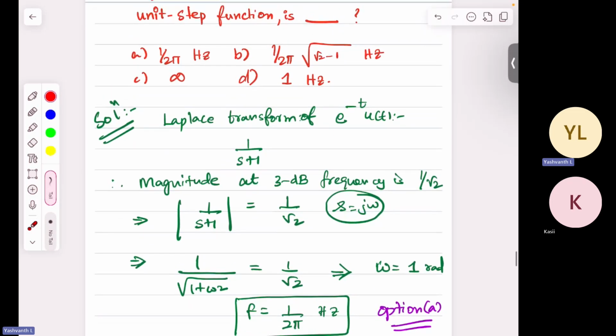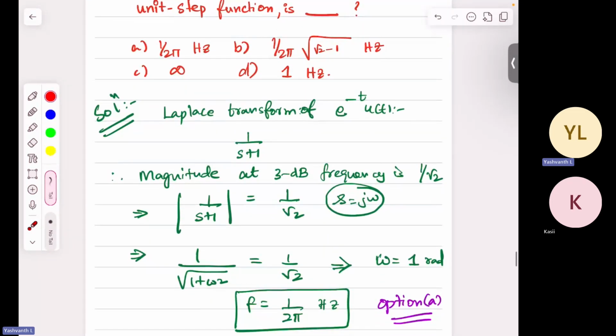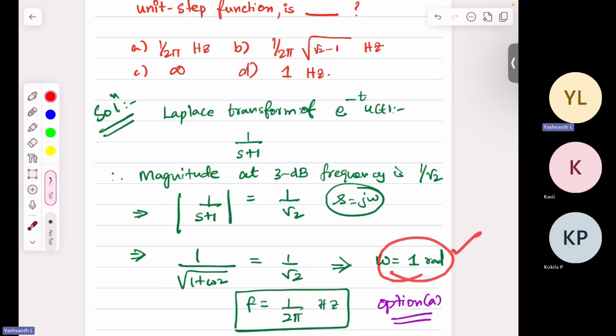Of course, you should express that in terms of f, the frequency. Omega is the angular frequency. Therefore, all you need to do is take 1 by square root of 1 plus omega square, because of taking the mod, which should be equal to 1 by root 2. Or you can show that omega equals 1 radian. Or since omega is equal to 2 pi f, your f should be 1 by 2 pi hertz. Therefore, it is option A.